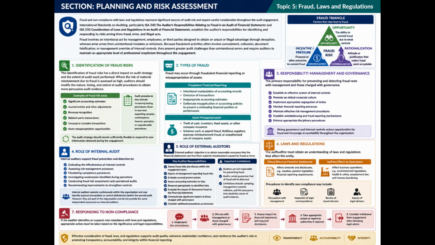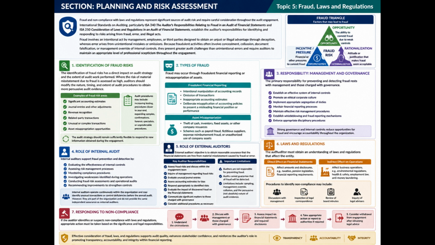Because internal auditors operate continuously within the organization, they may identify unusual transactions or control deficiencies before external auditors conduct their annual audit. Internal audit assignments frequently include fraud risk assessments, operational audits, compliance reviews, and recommendations designed to strengthen internal control systems. Nevertheless, internal auditors remain part of the organization's governance structure and do not provide the same independent assurance as external auditors. External auditors have a different but complementary responsibility regarding fraud.